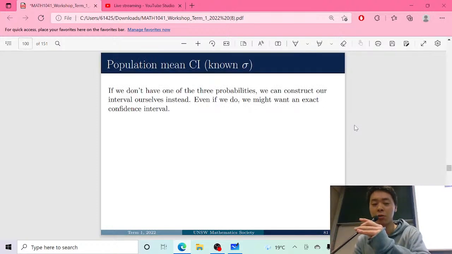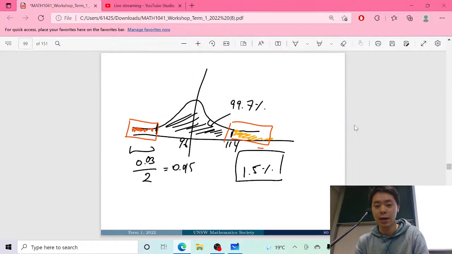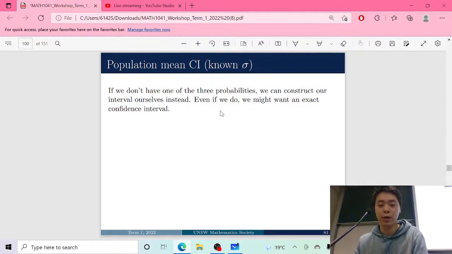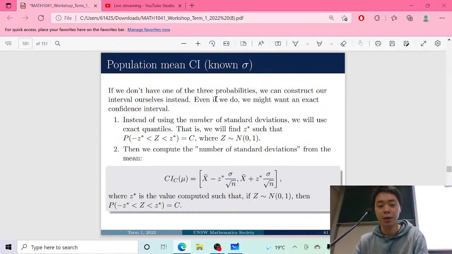So that whole idea was trying to estimate what proportion of data lies within standard deviations. But the number of standard deviations is just an approximation. What we're going to do is go for an exact value instead. Instead of looking at the number of standard deviations, we're going to be using exact quantiles instead. Everything else pretty much remains the same. The only real difference here is that instead of using the number of standard deviations, we're going to be using exact quantiles.